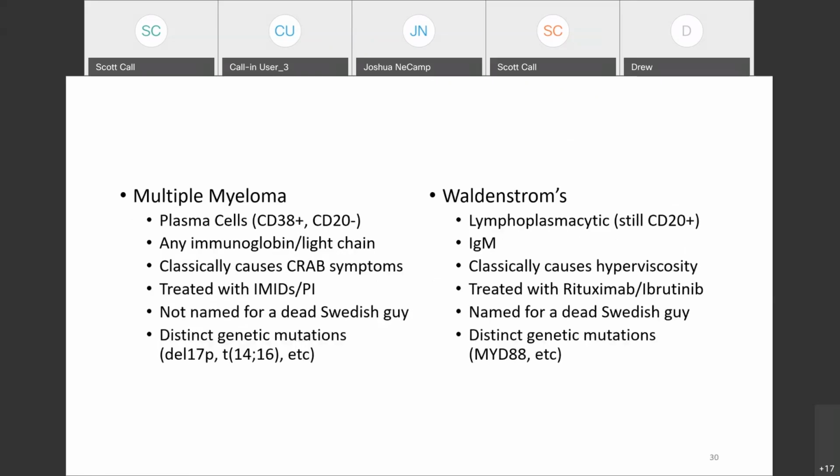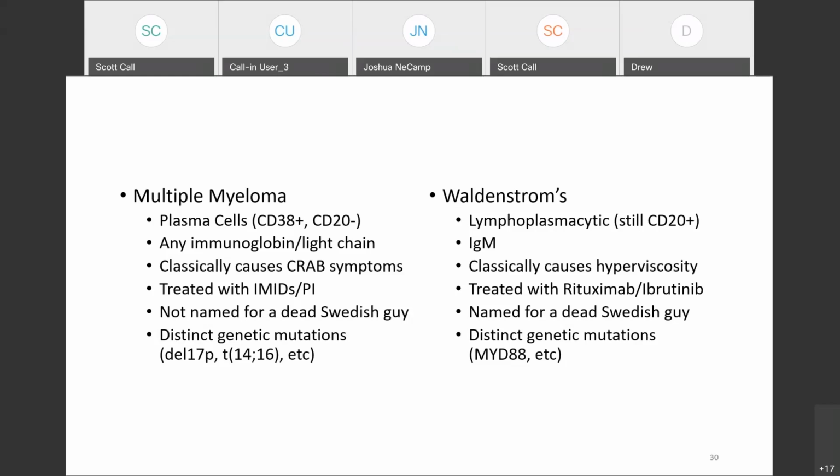So again, this is just a table kind of to underscore myeloma and Waldenstrom's are different. Myeloma is a plasma cell, whereas Waldenstrom's is a lymphoplasmacytic cell that still has CD20. Multiple myeloma can make any immunoglobulin or light chain, whereas Waldenstrom's is always IgM. The symptoms of myeloma will classically be those CRAB symptoms, whereas with Waldenstrom's, it causes hyperviscosity. The treatment for them is going to be different. Waldenstrom's is named for a dead Swedish guy, whereas myeloma is not.